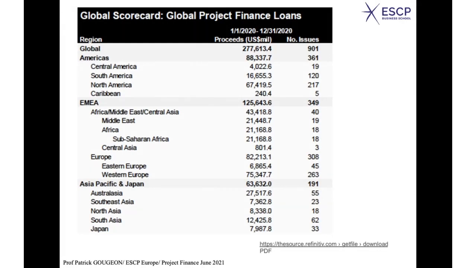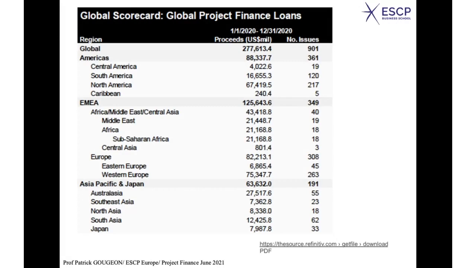When it comes to Asia Pacific and Japan, you see that Australasia is high. Why? Because it includes Australia, and Australia has a lot of mining projects. And mining project finance is also very much used for that. Southeast Asia is rather small. You see South Asia also. So you see Asia is not that well represented if you compare with other regions. It's a rather small portion of the total.